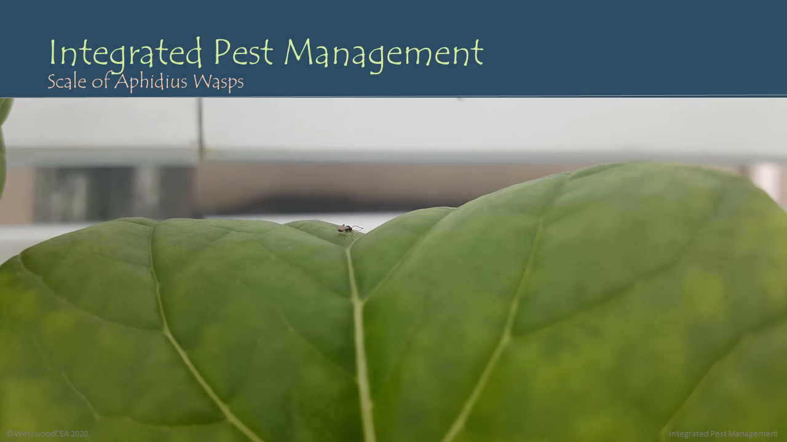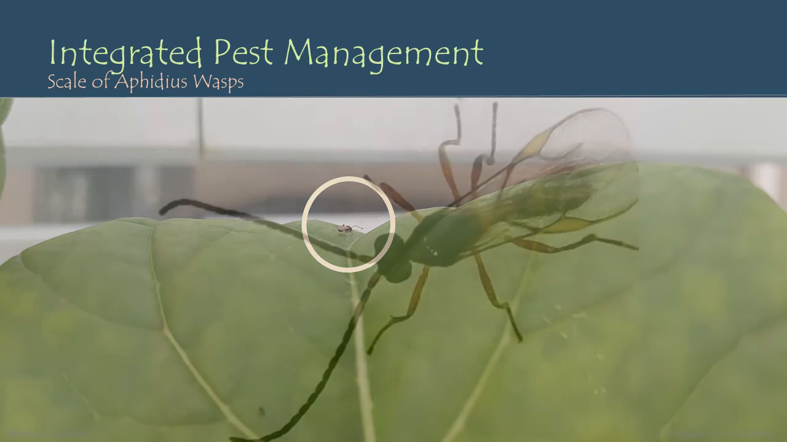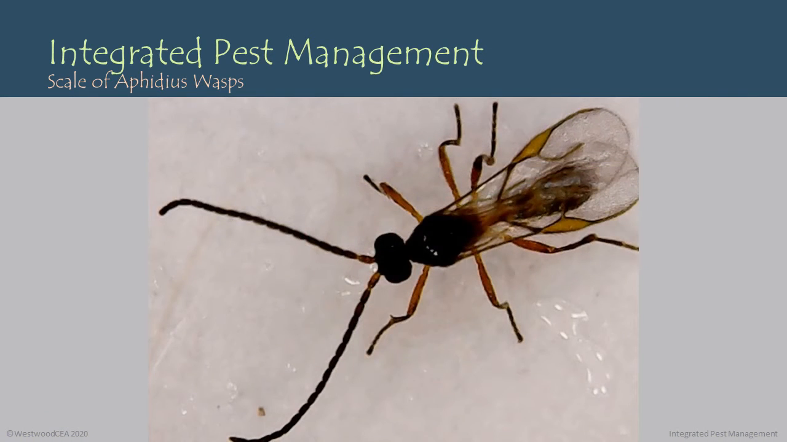So here we see the scale of an Aphidius wasp, and this is an Aphidius wasp sitting on a bok choy leaf. There he is. They are incredibly small. Here's a more close-up picture of what an Aphidius wasp looks like under a microscope. Again, we see the long, slender body, the flat, broad wings, and the long antenna.